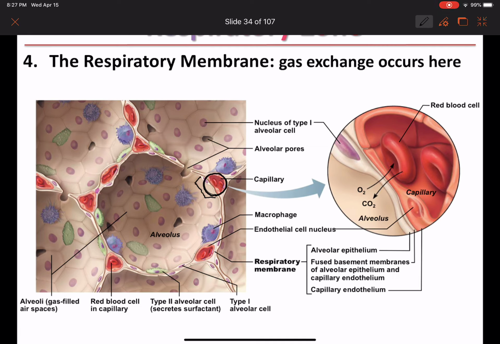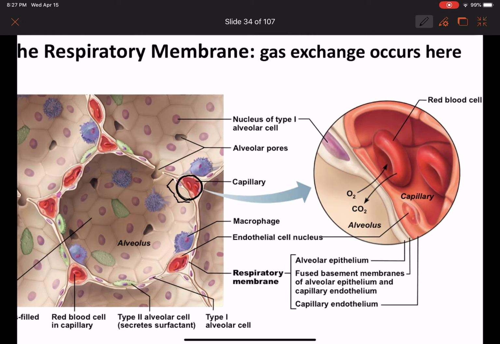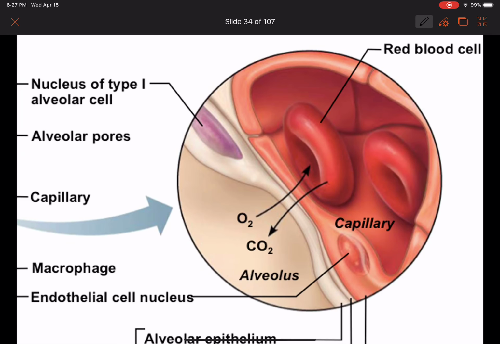So basically what we're going to do is take this little circle and blow it up, and we're going to see an enlarged cross-section of the capillary. I'm going to highlight this for you right here. We see an endothelial cell in cross-section right here. Here's the nucleus of that endothelial cell.